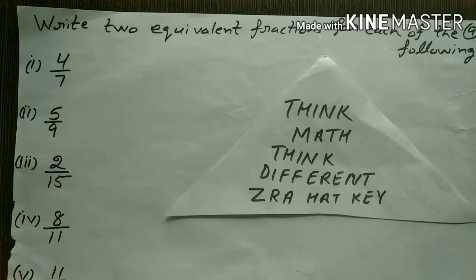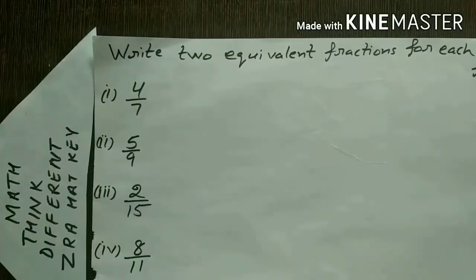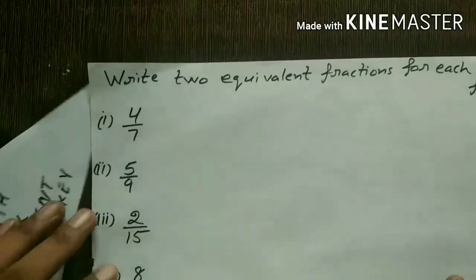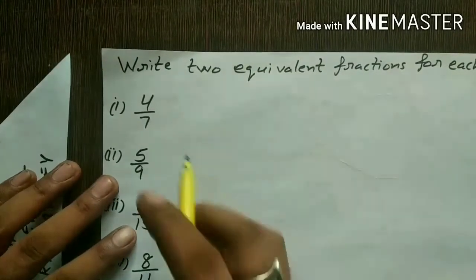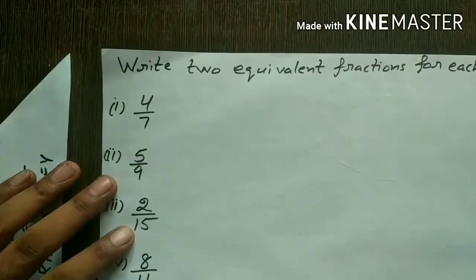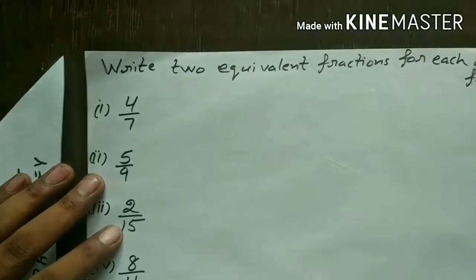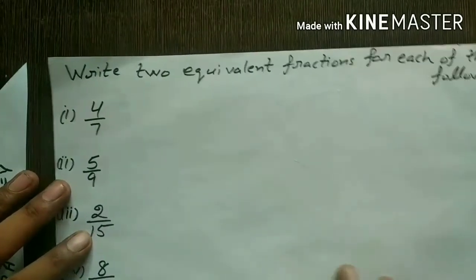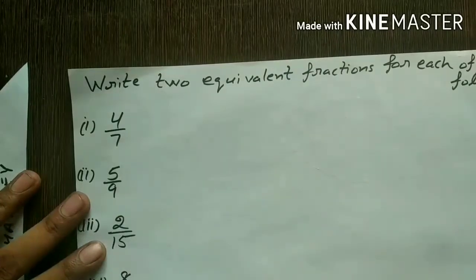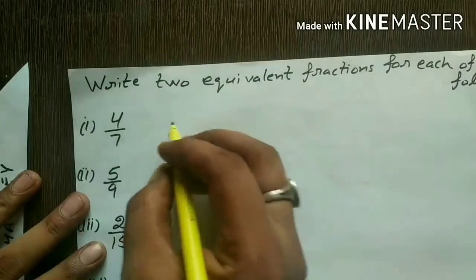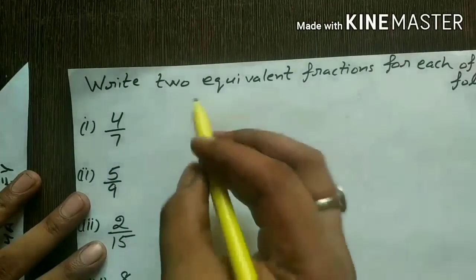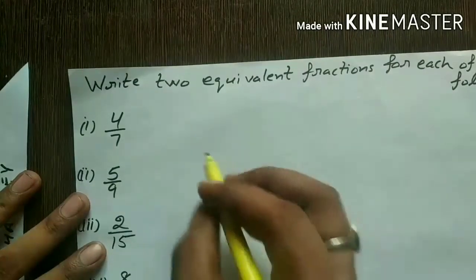I hope you have got the total clarity for equivalent fractions. Now we come to the questions. Those are very easy, students. Now the question part is 4 by 7. Now students, see, whenever you have to write an equivalent fraction, the easiest way is to multiply with the smallest number. For 4 by 7, firstly, how many equivalent fractions do you have to write? You need to write 2 equivalent fractions.